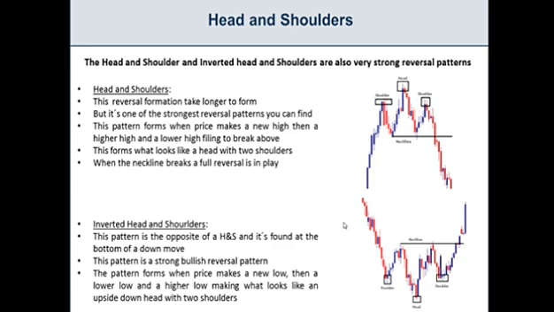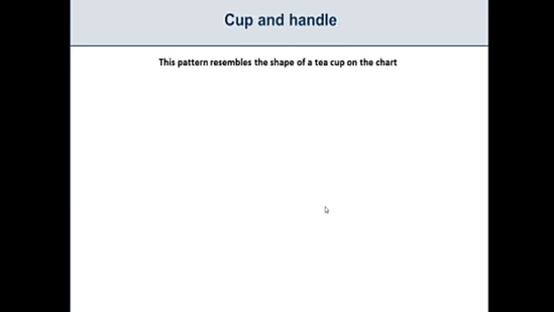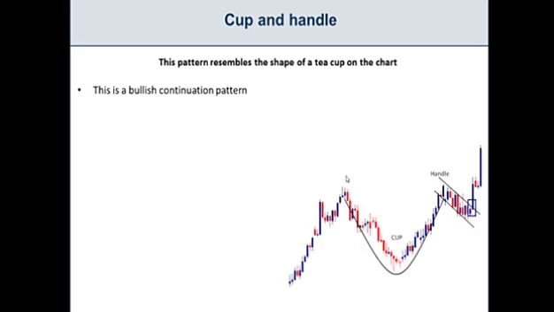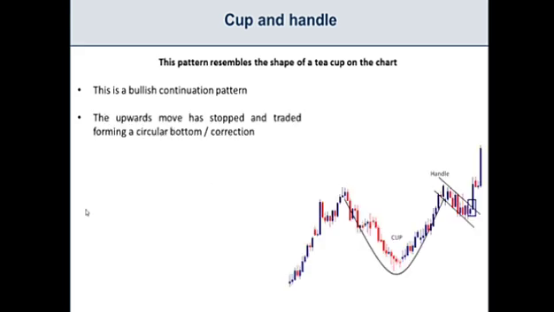And the last intermediate pattern that we are going to review is the cup and handle. This pattern resembles the shape of a teacup on your chart. This pattern is a bullish continuation pattern. This is what the pattern looks like. The upward move has stopped, and price has traded, forming a circular bottom or a circular correction, which is the cup of the formation. After the completion of the rounded correction, a flag forms.